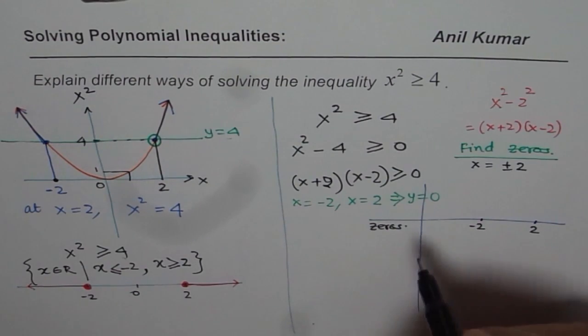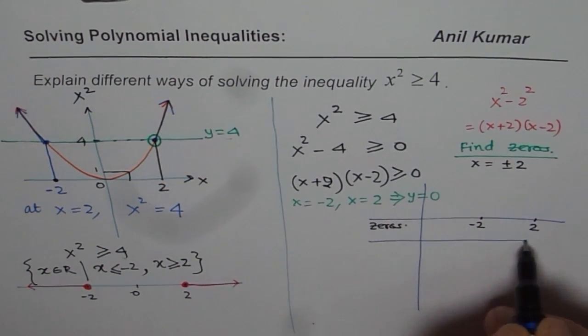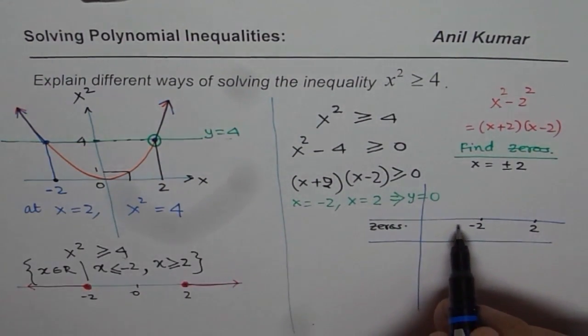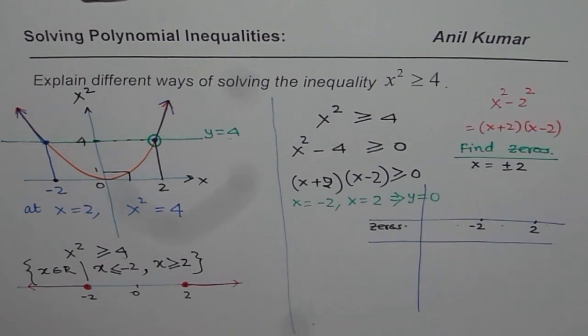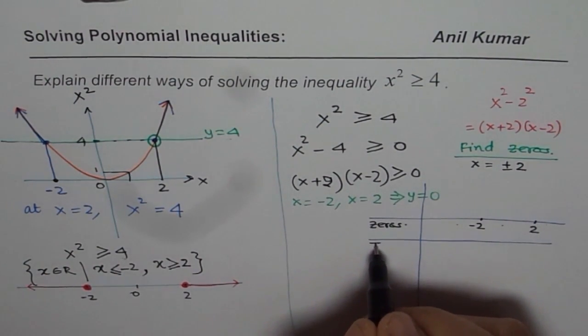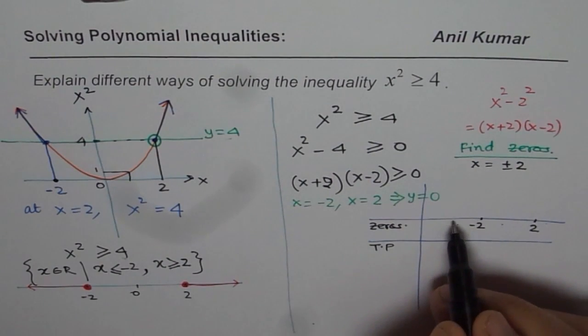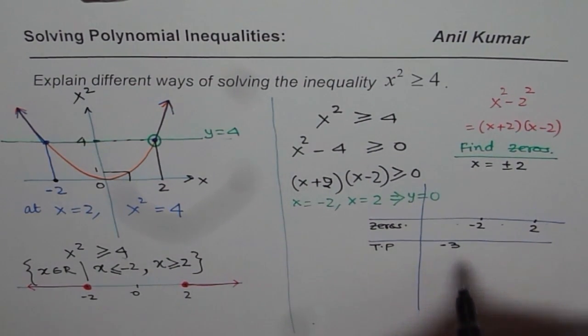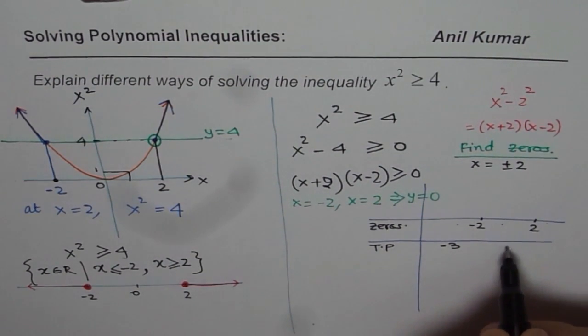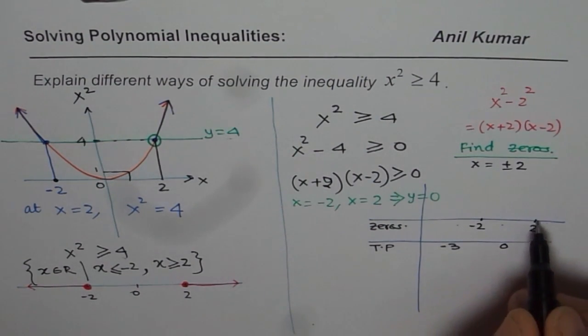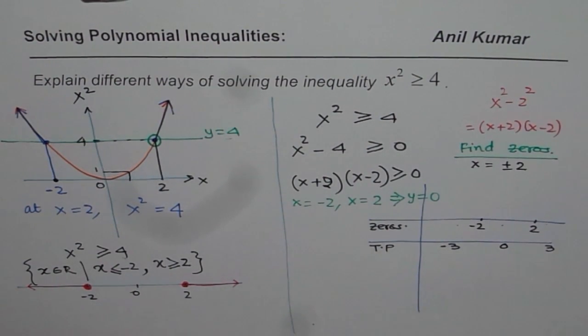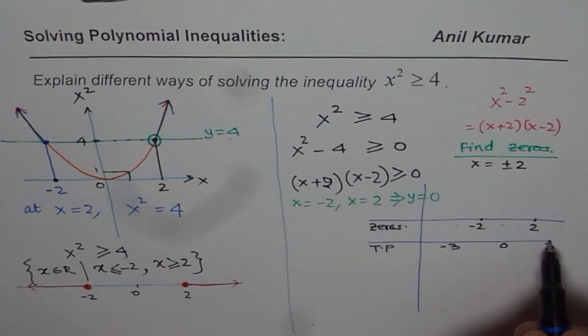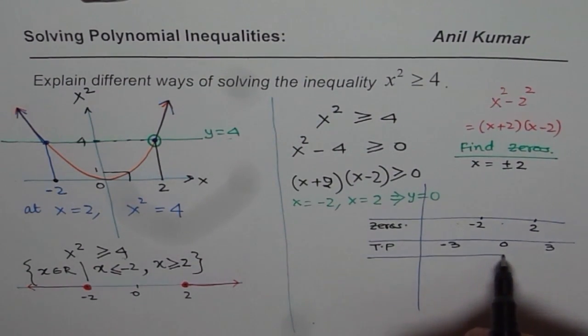Now these zeros divide the whole interval of the plane into three parts. Within these parts we will take test points. On the left side of minus 2 we could take minus 3. In between minus 2 and 2 we could take 0. And beyond 2 we could take 3. So these are our test points.